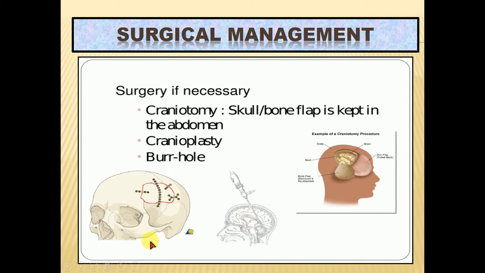All these things are done, and then after maybe some months, depending on the condition of the patient, this flap, which is kept in the patient's own abdomen, is replaced. It is sterile because it is in the patient's body. It is safe, cheap, easy, histocompatible, and the cosmetic results are good. So this is what we do. Next is cranioplasty and burr hole. In a burr hole, we create a hole and then take out whatever clot or collection of CSF is there. These are the surgical interventions.